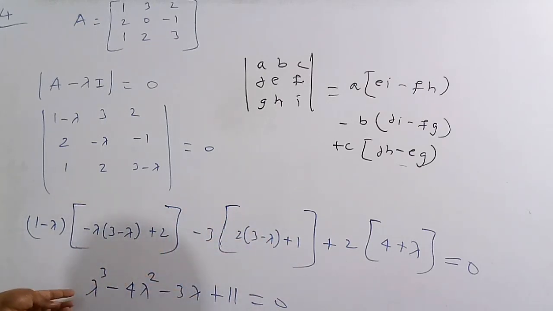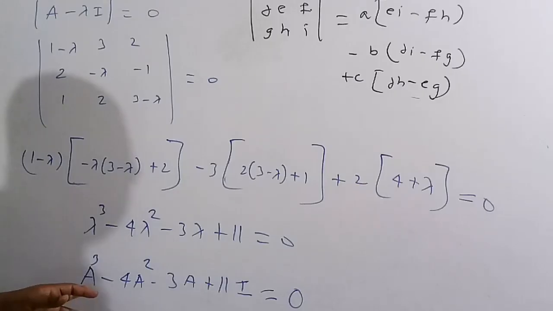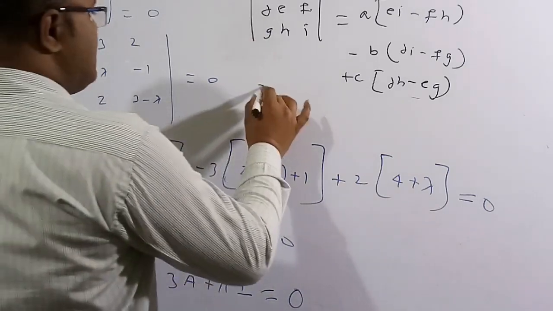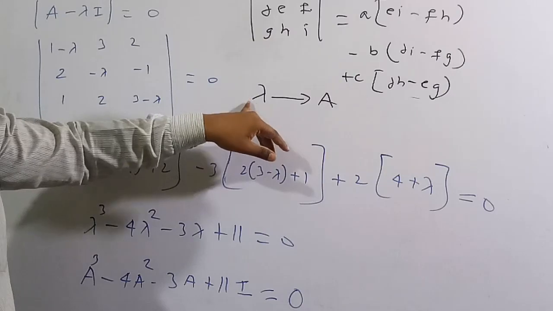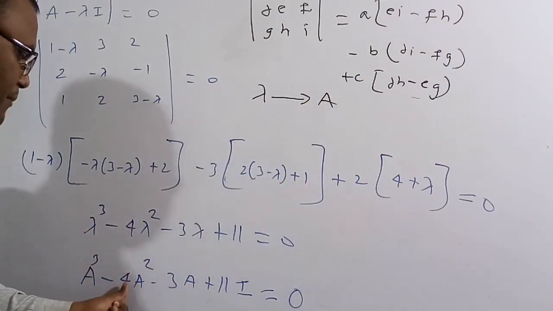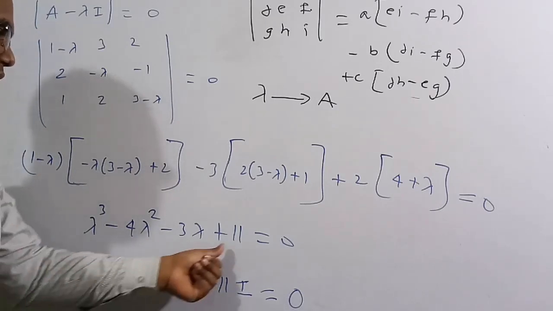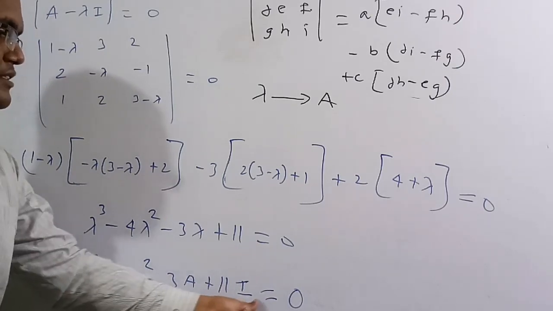After rearranging, we get lambda cube minus 4 lambda square minus 3 lambda plus 11 equal to 0. By the Cayley-Hamilton theorem, we know that the matrix is going to satisfy its own characteristic equation. So in place of lambda, we have to substitute the matrix A. Therefore, A cube minus 4A square minus 3A. Here the 11 is a constant, so we have to keep the identity matrix with it, equal to 0.